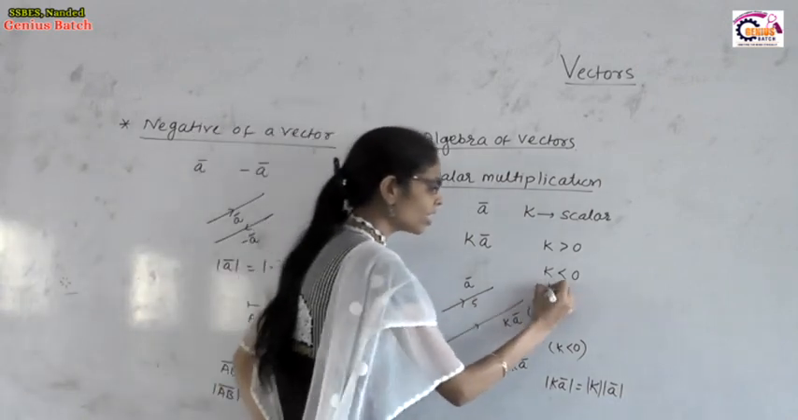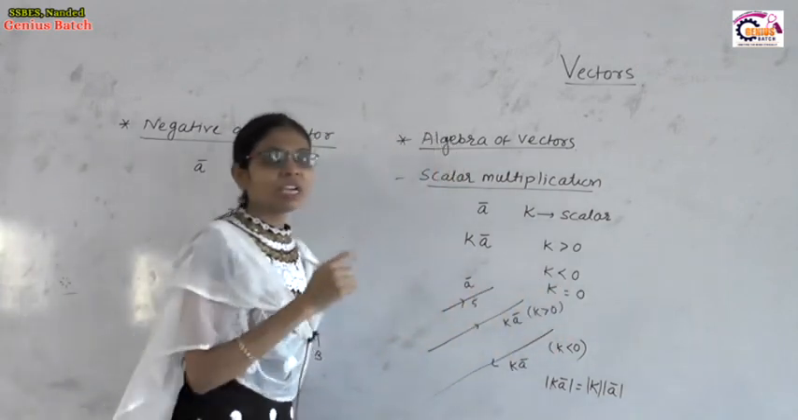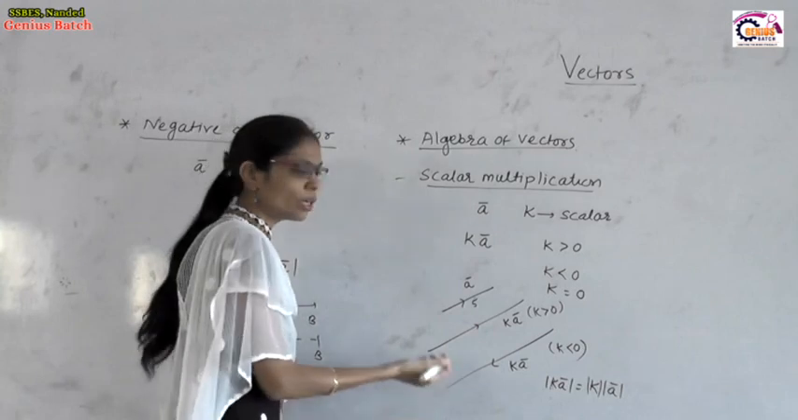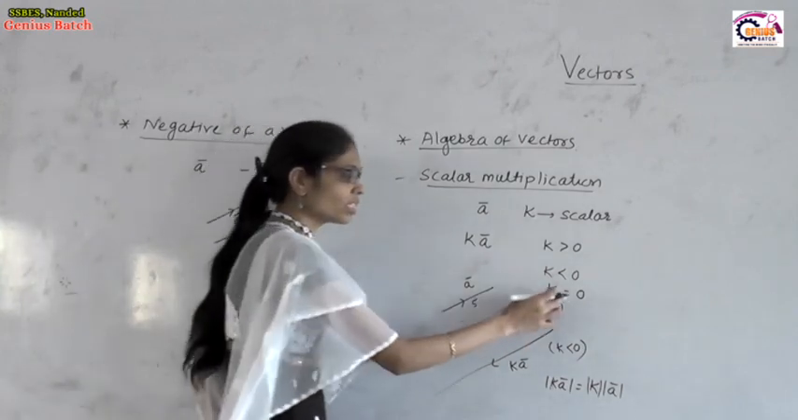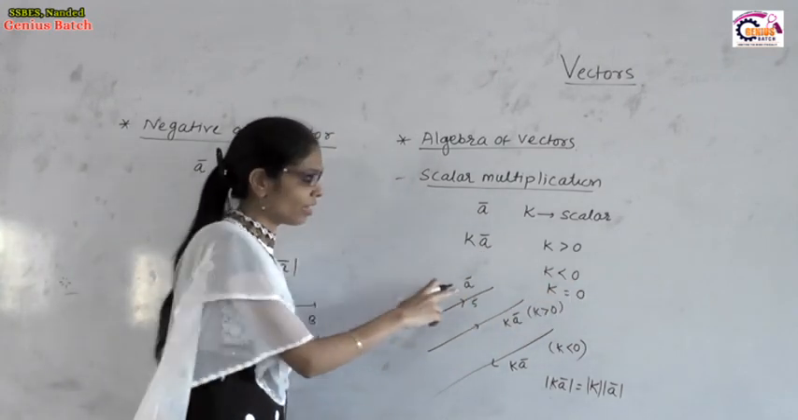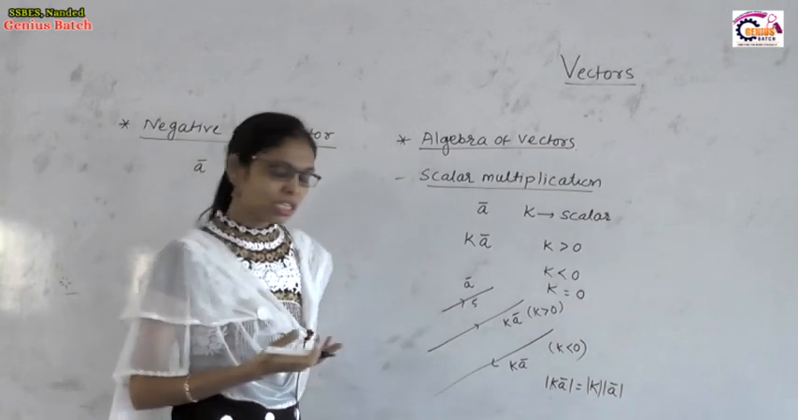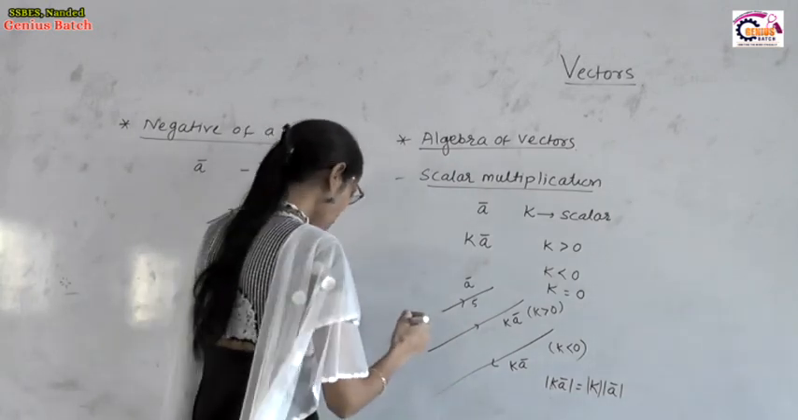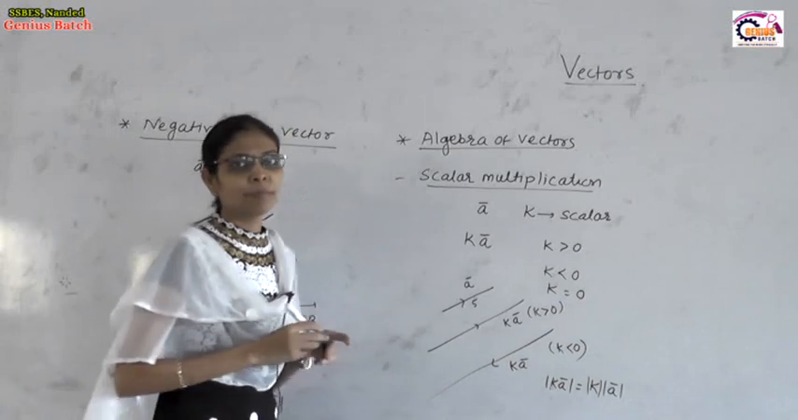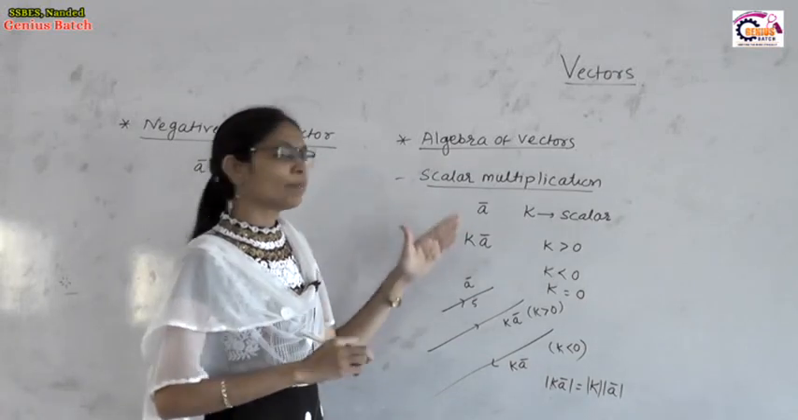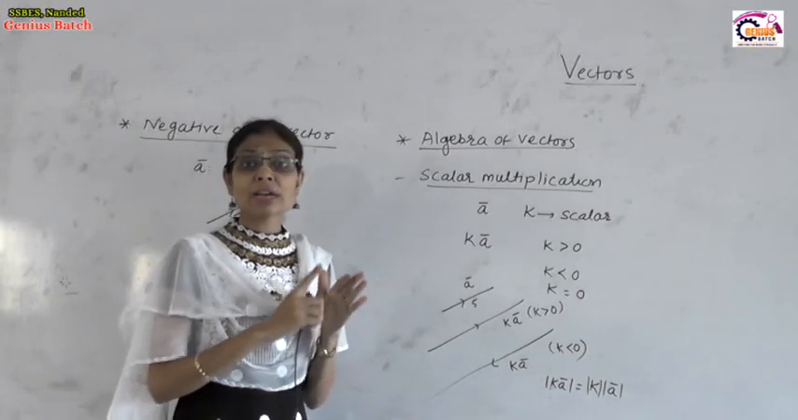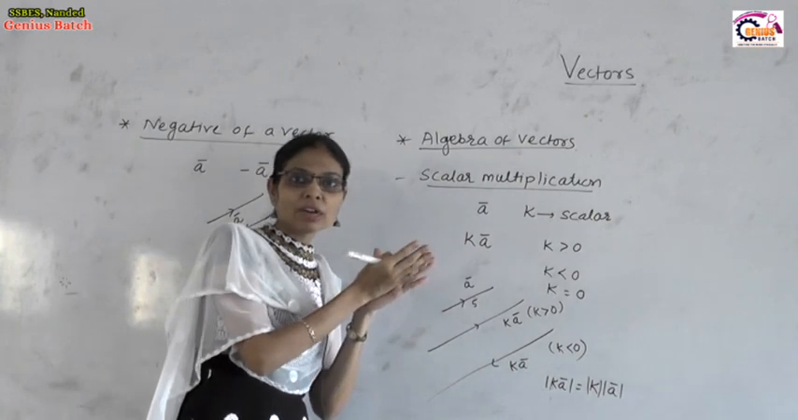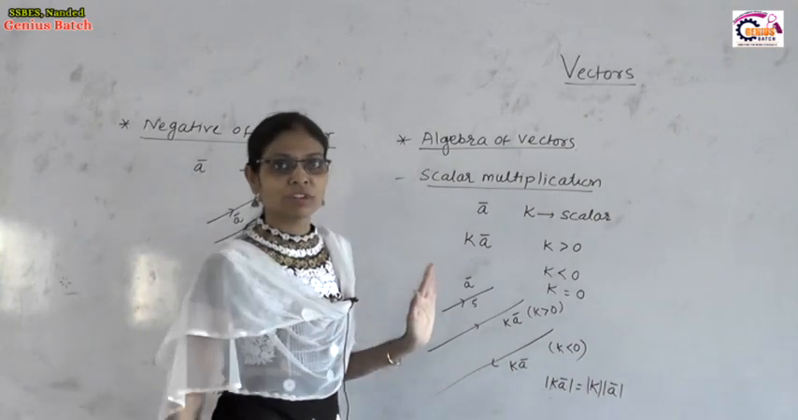Now what if k is equal to 0? If k is equal to 0, you get a 0 vector. Okay, 0 is a scalar, and when you multiply a vector by a 0, you will get a 0 vector. Now here always remember that when we multiply a vector by a scalar, we are getting a vector which is parallel to the original vector.